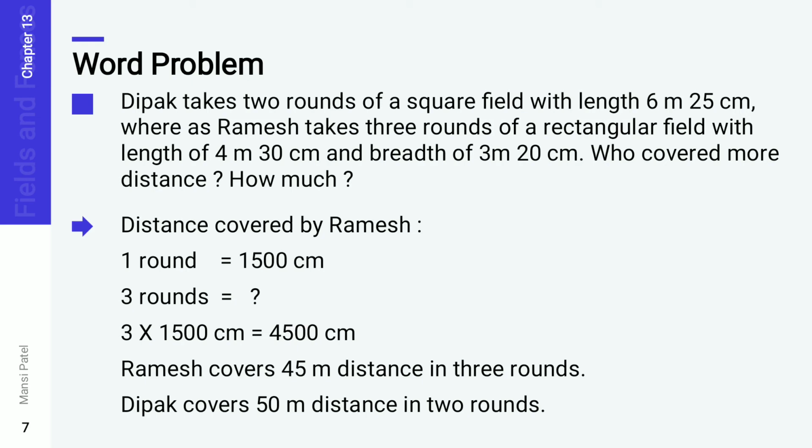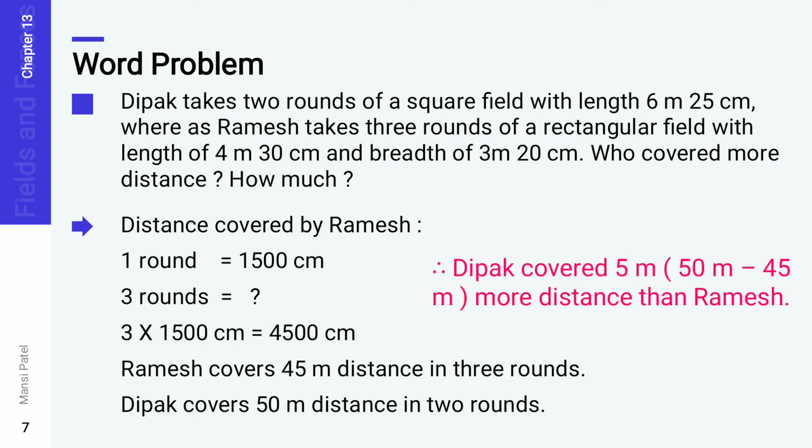So see, Ramesh covered 45 meter and Deepak covers 50-meter distance. Okay. So who covers more distance? Deepak covered more distance. And after that, in the last, they were asking by how much. How much means we have to give the answer in number. So we can say that Deepak covered 5 meter more distance than Ramesh.